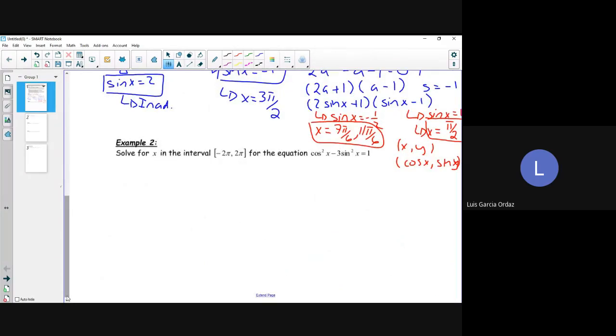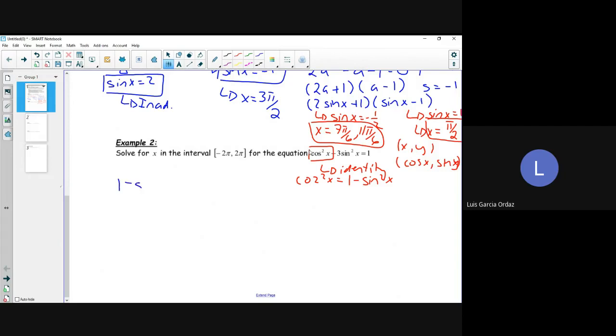So here, as you can see, with cos squared x, we have an identity. So we know cos squared x is equal to 1 minus sine squared x. So now what we can do is just simplify our equation so that we have everything in the same term. So because cos squared x is equal to 1 minus sine squared x, that whole equation is going to be in terms of sine now.